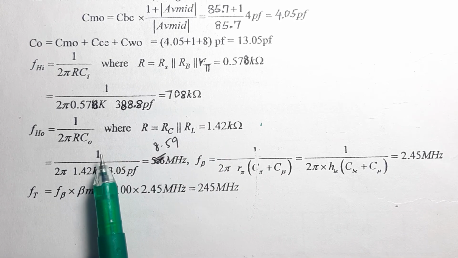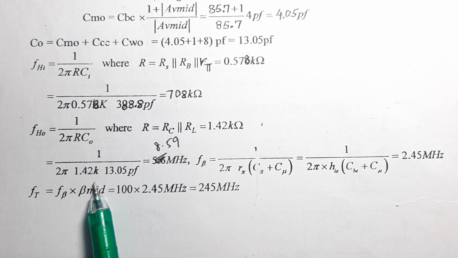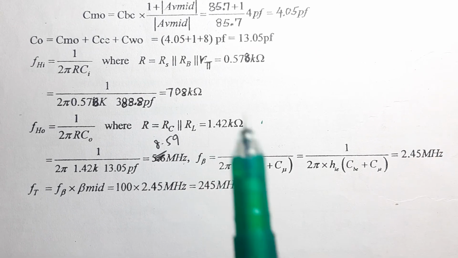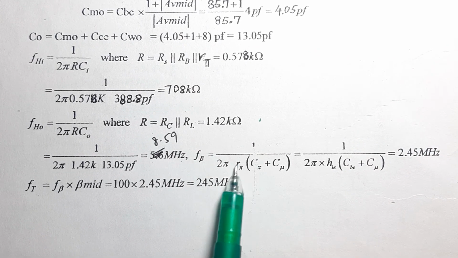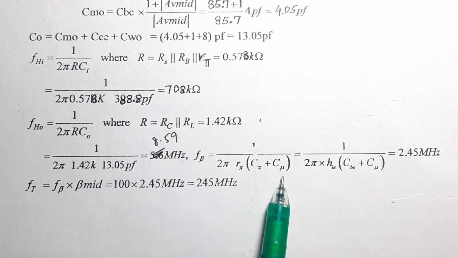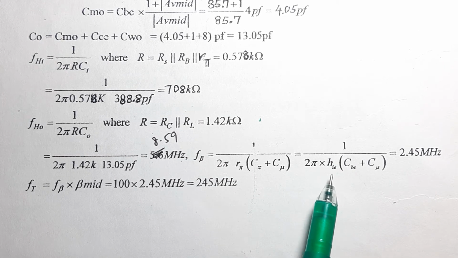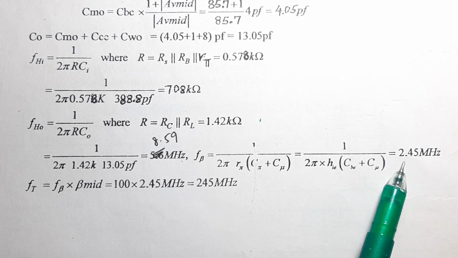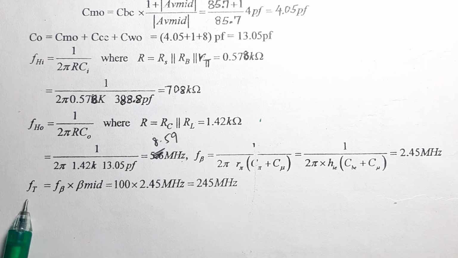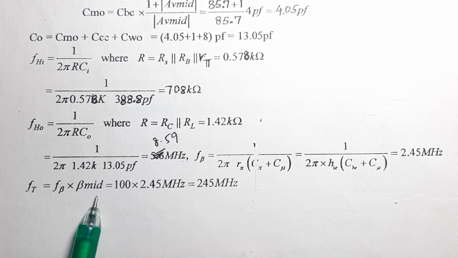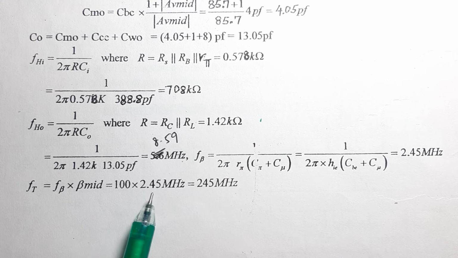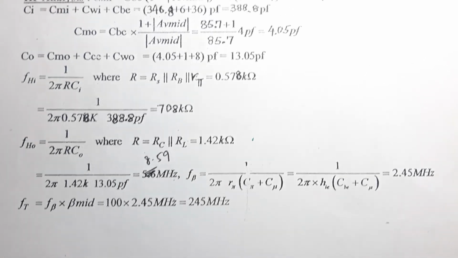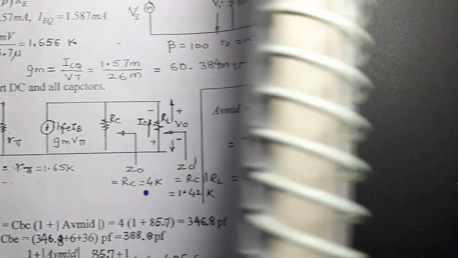Therefore your FHO is calculated as 1 upon 2 pi into 1.42 into 13.5 picofarad, which is equal to 8.59 megahertz. Your F beta is calculated as 1 upon 2 pi into R pi into C pi plus C mu, which is equal to 1 upon 2 pi into R pi or HI into CBE plus C mu, which is equal to 2.45 megahertz. Your FT is calculated as F beta into beta mid, which is equal to 100 into 2.45 megahertz, which is equal to 245 megahertz. So this is a simple numerical wherein your BJT numerical is being considered.